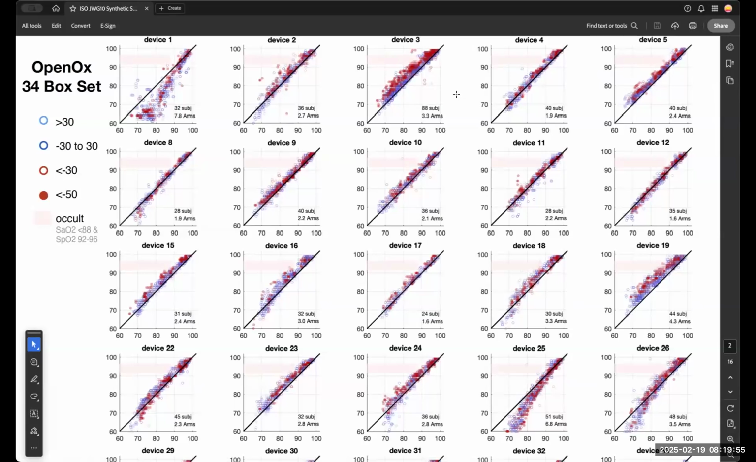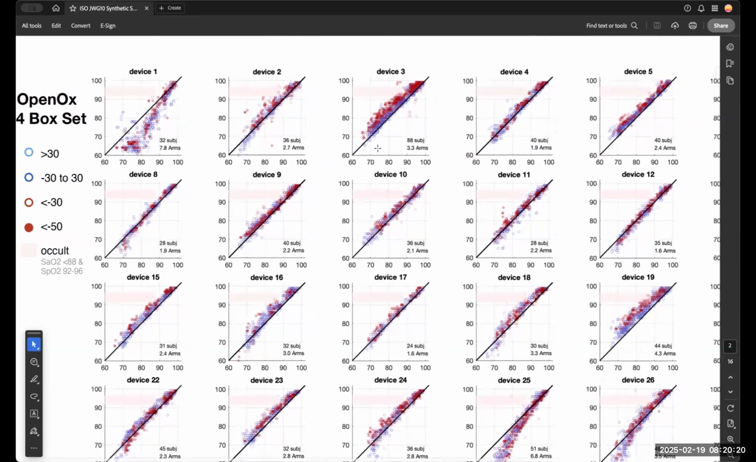So what we're looking at here is all the different devices, SaO2 on the bottom and SpO2 on the y-axis, and the colors represent skin color. So dark is red and lighter skin colors are blue. And the first observation is that in most cases, oximeters tend to follow a line. It may not be the line of unity, but they follow their line.